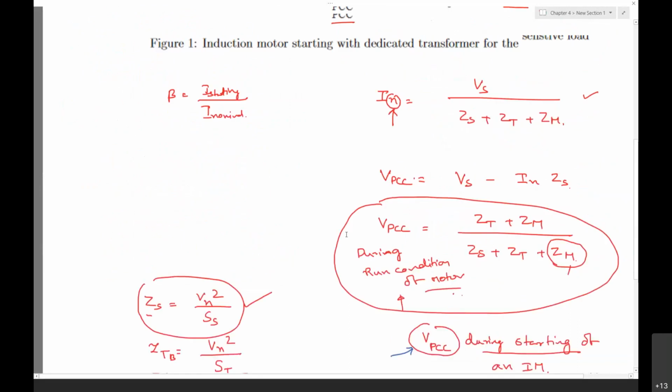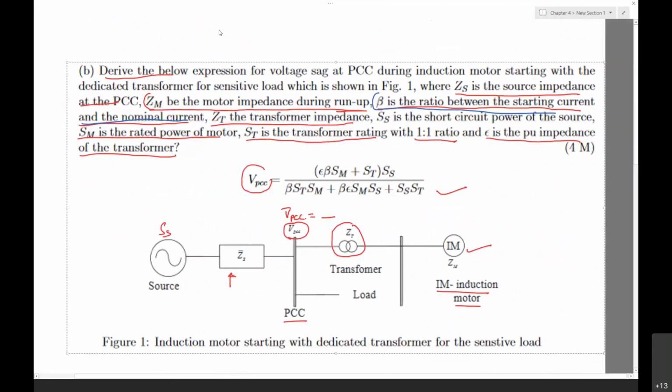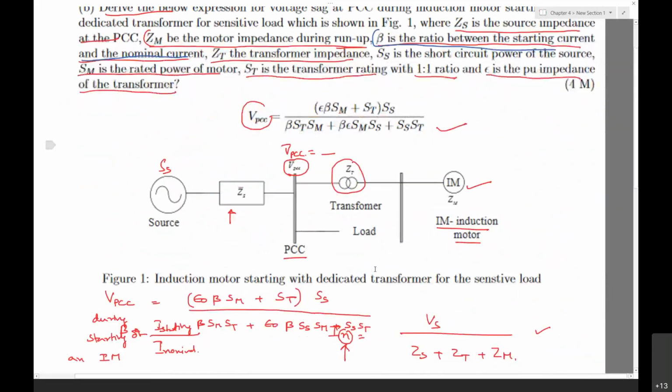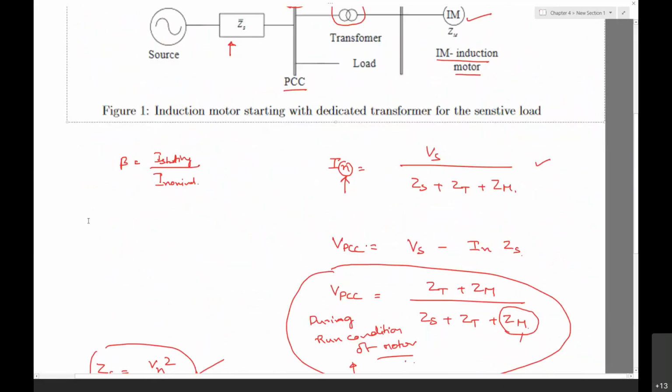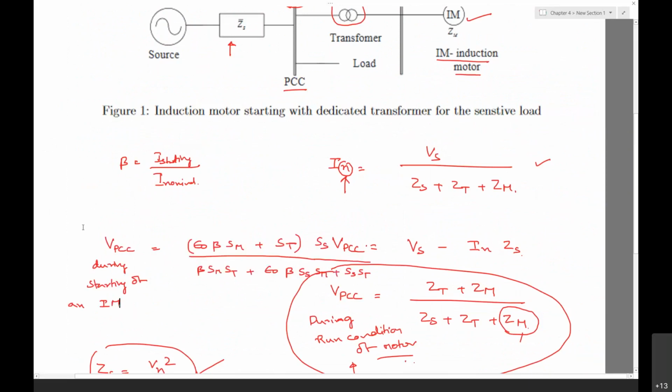Yeah, this particular question also you can see over here. Yeah, this is the expression which we have seen.